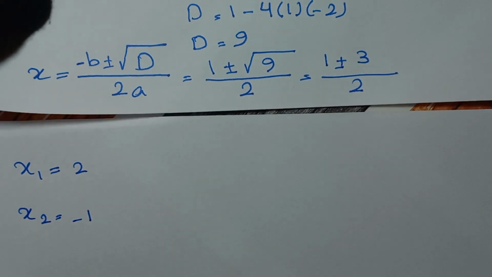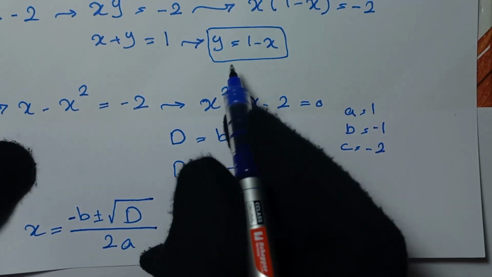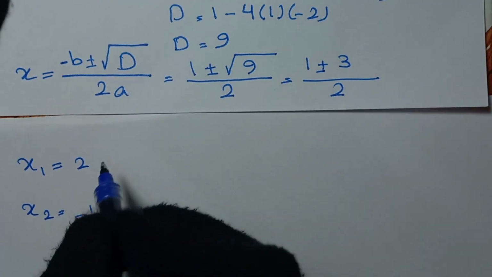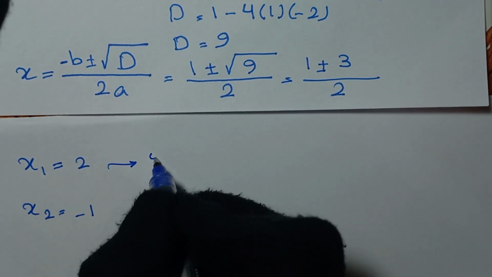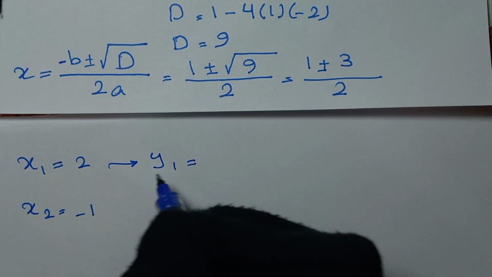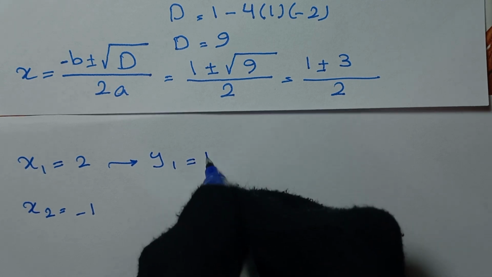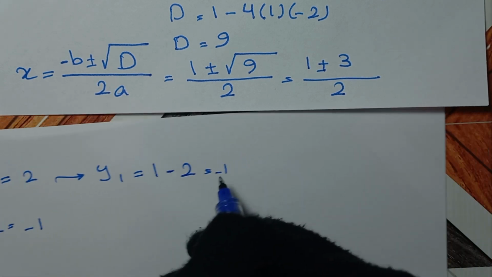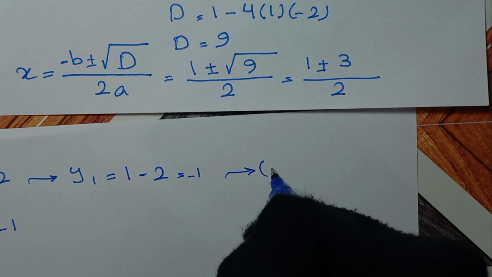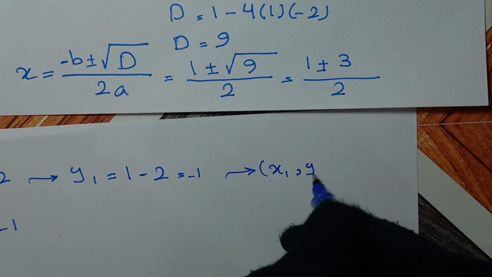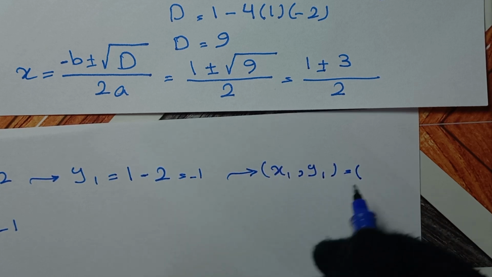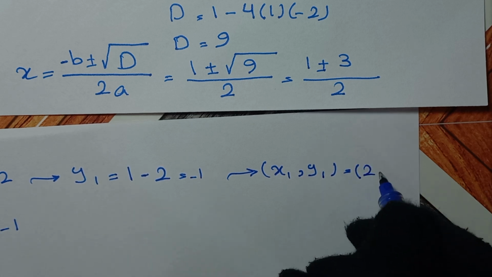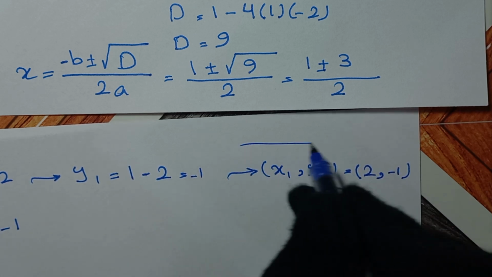And from here, y is 1 minus x. So from here, for x1, y1 is 1 minus x. And x is 2, so 1 minus 2 is negative 1. So from here, for x1 and y1, we have 2 and negative 1. This is our first answer.